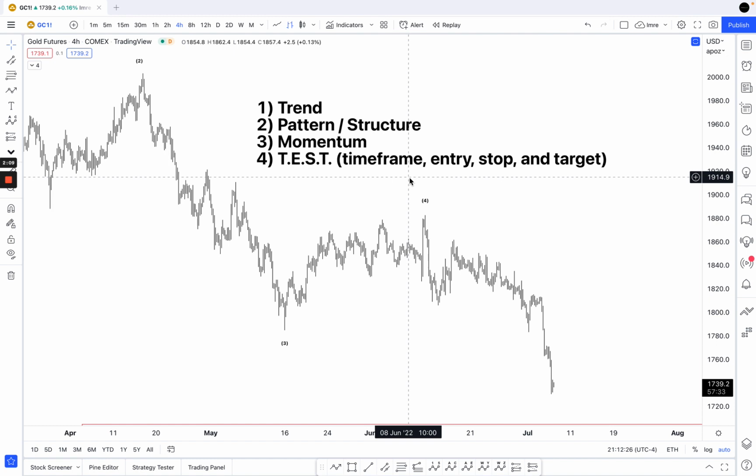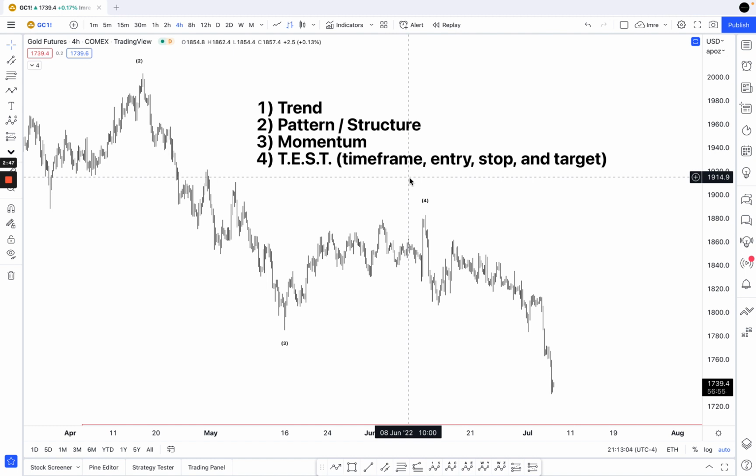So number one, I have to ask myself this very important question: what is the trend? And by the way, if I don't have an answer to any of these questions, in order, let's say I can answer questions 1 and 2 correctly, but I can't answer 3, I cannot proceed to number 4. So number 1, what is the trend? Number 2, what is the pattern? What does the market structure look like? 3, what is the momentum signature of the market that I'm looking to trade? And 4, finally, if I can pass the first 3 questions on this test, then number 4 is the test. What is my time frame, entry, stop, and target?